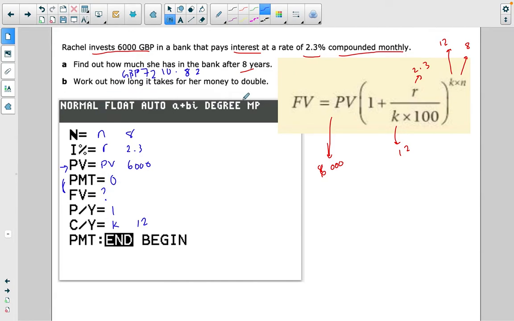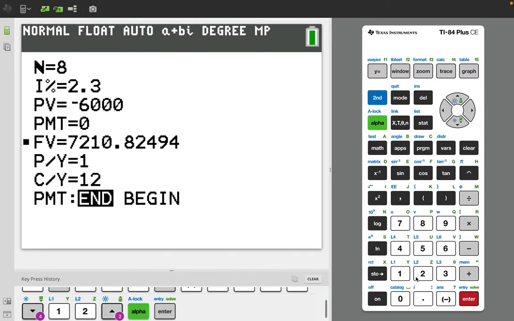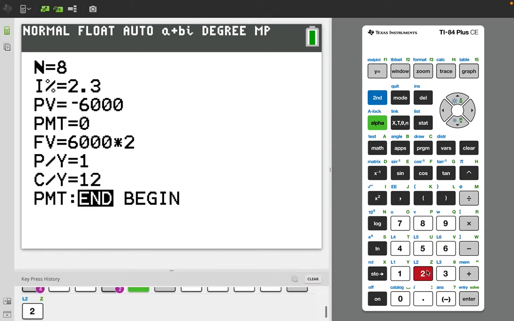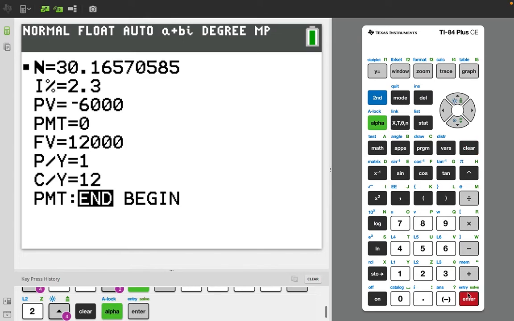Now it tells you how long will it take for her money to double. Doubling the money means if she starts with 6,000, you want it to double to 12,000. So that's your goal. You don't know how many years that's going to be, so that will be missing, but the compounding and the interest, everything is going to be the same. So in part B, this is missing. So we go back here. The future value is always going to be positive, so we want the investment to double. You can clear it and then click on alpha and solve, and it's going to be, let's say, 30.2 years.